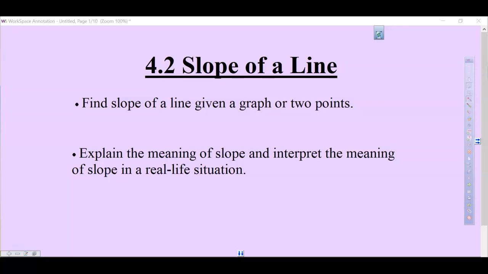In this video, we're going to discuss how to find the slope of a line given a graph or 2 points. So let's get started.